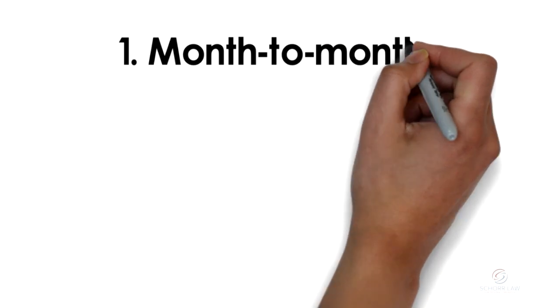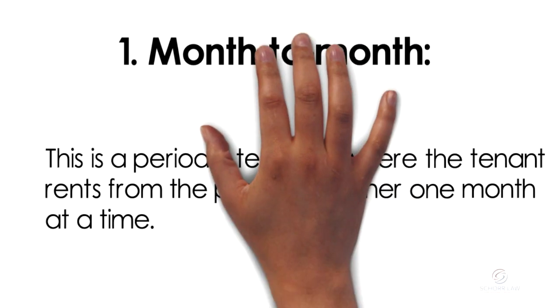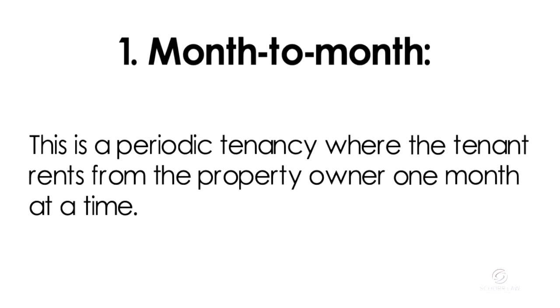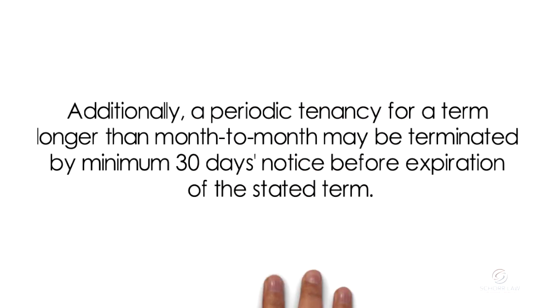First, there's a month-to-month tenancy. This is a periodic tenancy where the tenant rents from the property owner 1 month at a time. Additionally, a periodic tenancy that's longer than month to month may also be terminated with a 30 or 60-day notice.